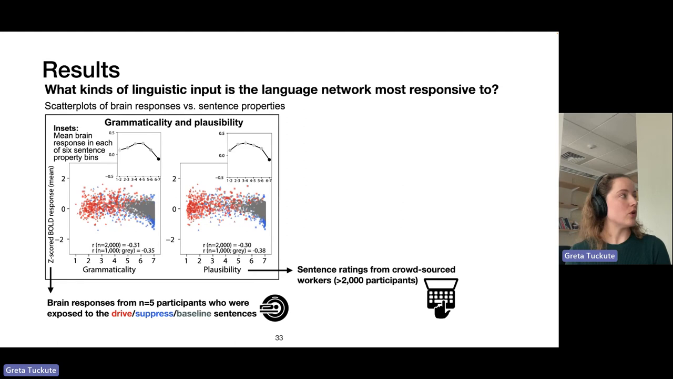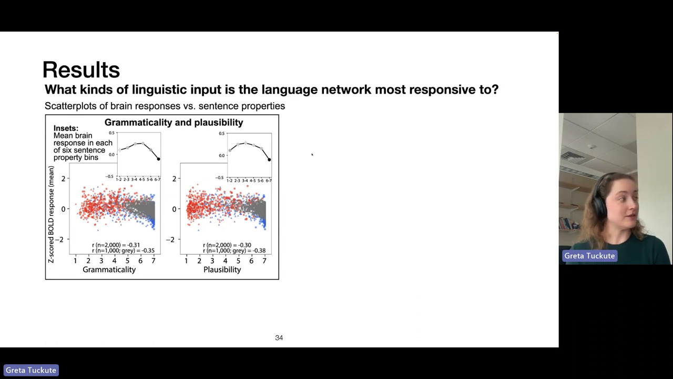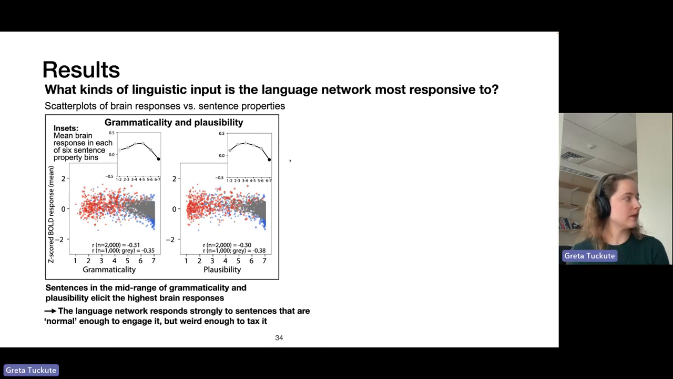And these graphs show the sentence level responses, where each single point is a sentence. The insets here show the averaged brain responses in the bins according to the ratings. So first of all, on these two scatter plots, we can see that sentences that are in the mid-range of grammaticality and plausibility elicit the highest brain responses. We see this inverted U-shape. That means that the language network responds strongly to sentences that are normal enough to engage it, but weird enough to tax it. So in general, sentences that are unusual, they might have a weird grammatical structure, they might be implausible, will elicit higher brain responses due to their unexpected form and/or meaning. But if a sentence is highly ungrammatical and very implausible, and it does not adhere enough to the natural statistics of language, then the system no longer responds to it.